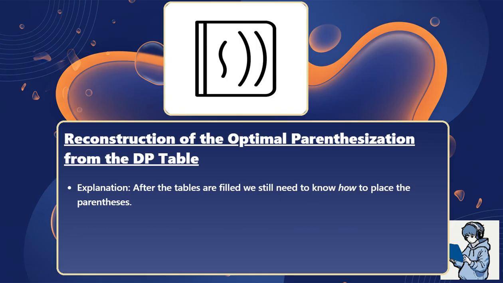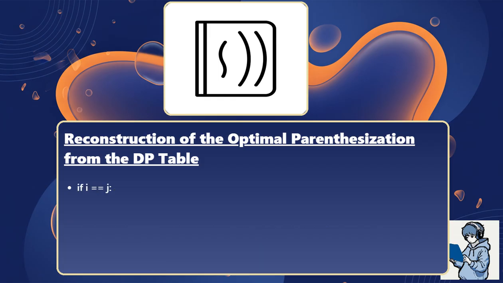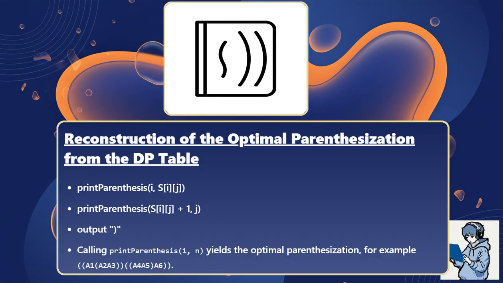Explanation: after the tables are filled, we still need to know how to place the parentheses. The matrix S[i][j] tells us the best split point k for the subchain A_i to A_j. A simple recursive routine can read S and print the parentheses. PrintParens(i, j): if i equals j, output A_i. Else, output an open parenthesis, PrintParens(i, S[i][j]), PrintParens(S[i][j]+1, j), then output a close parenthesis. Calling PrintParens(1, n) yields the optimal parenthesization.